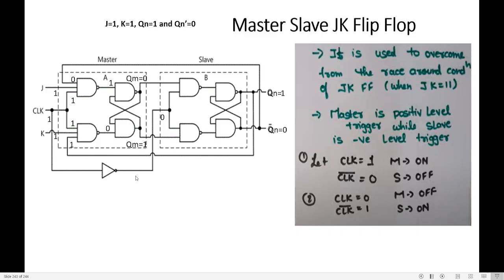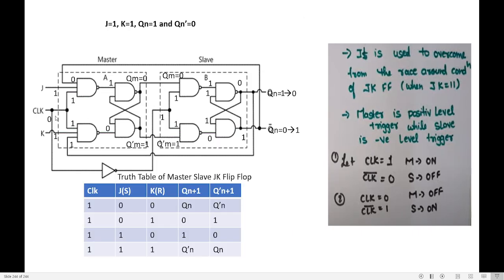This is when clock is 1. Now this clock for the slave is passed through the inverter. So slave becomes what? 0. So this is not working. So in the next state, what happens when clock is 0? Master will be off and slave will be on. During that time, what happens? The slave will take the master's output.